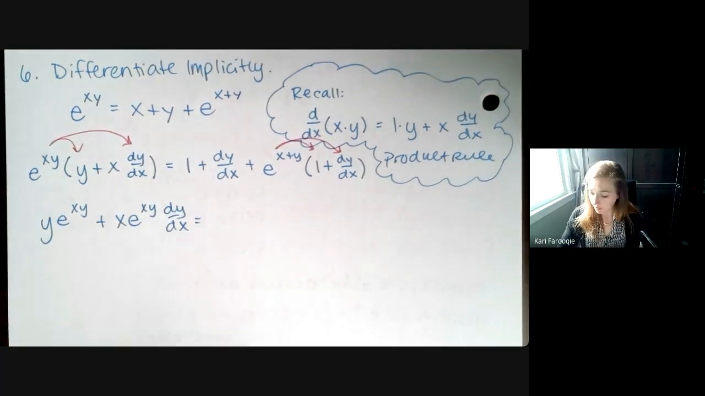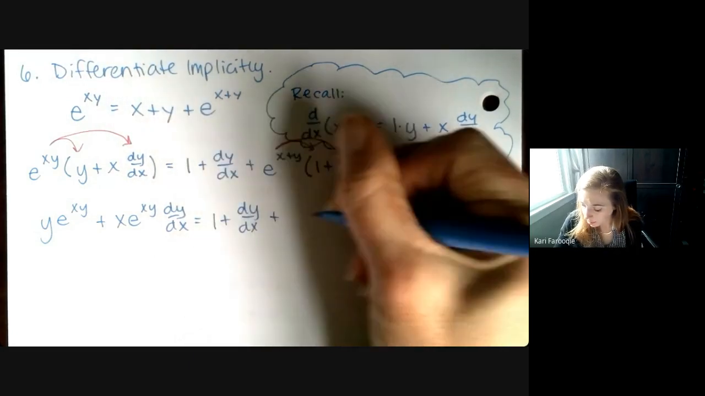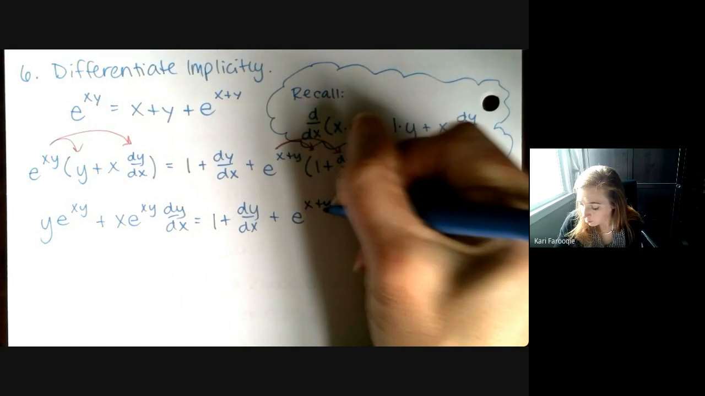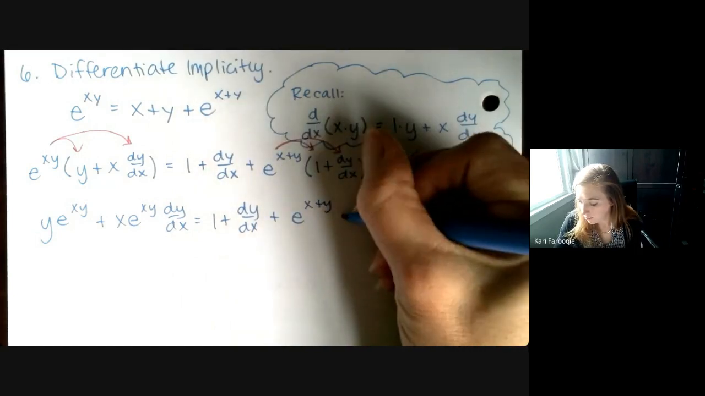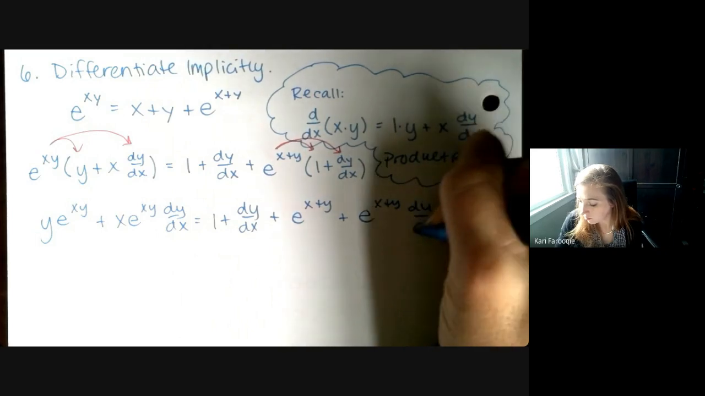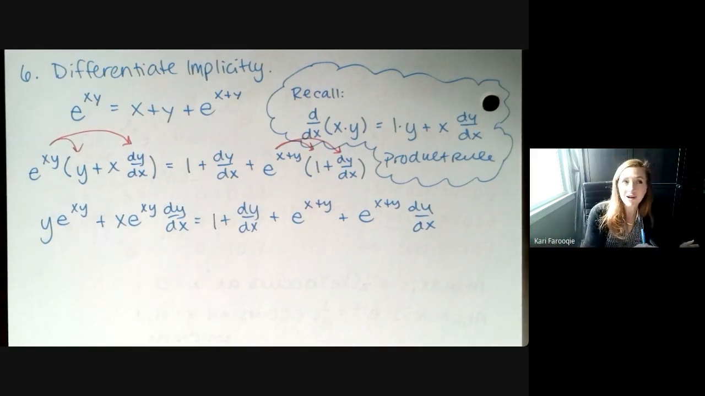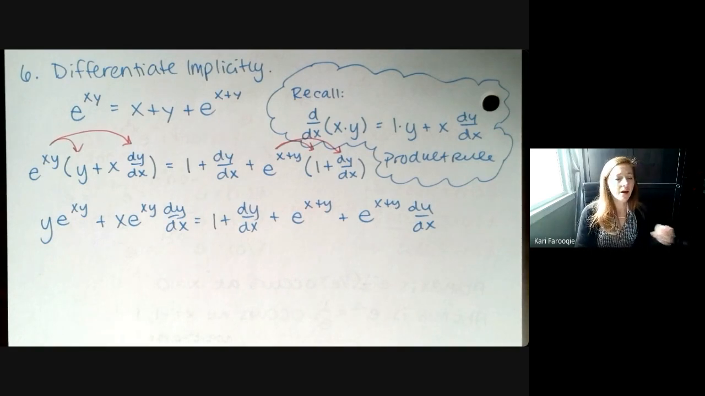On the right-hand side, we have 1 plus dy/dx, plus, and then I'll distribute. So we have e to the x plus y times 1, and then e to the x plus y times dy/dx. Now that you have all the terms split up, you can take the dy/dx terms and put them to one side. Okay, and then move all the non-dy/dx terms on the other side.